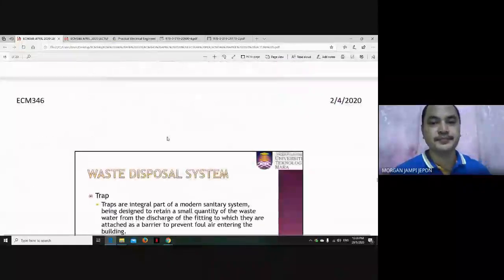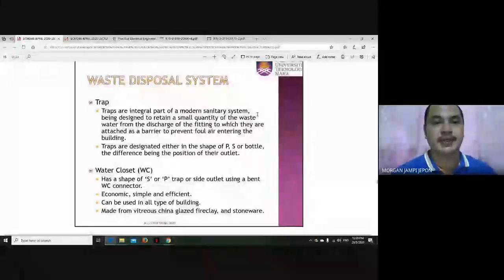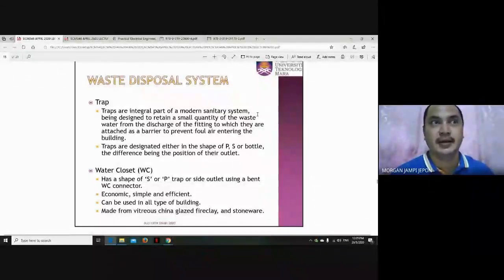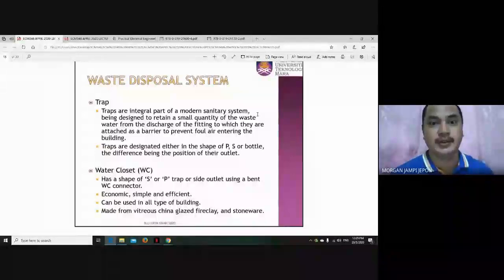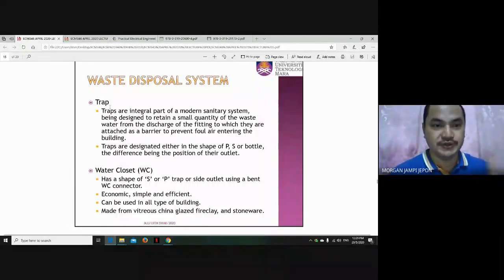Move on. Waste disposal system. In our home, we may have waste piping from our toilet as well as from our sink. We have the so-called trap, and the water closet. The trap may be in the shape of a P, S, or bottle.